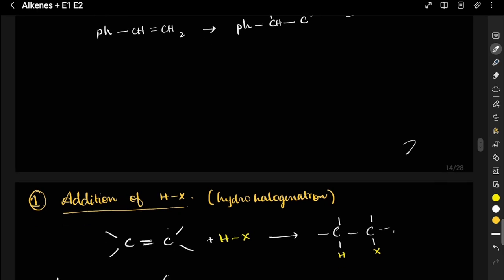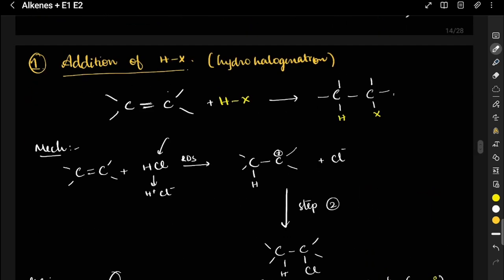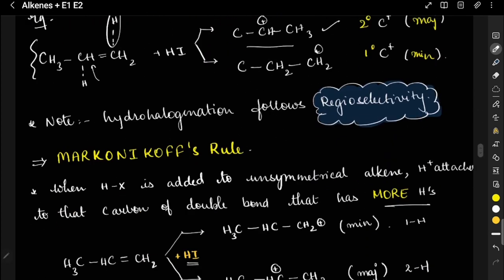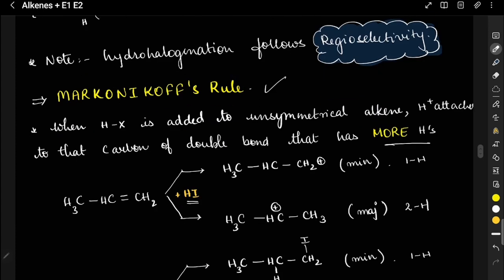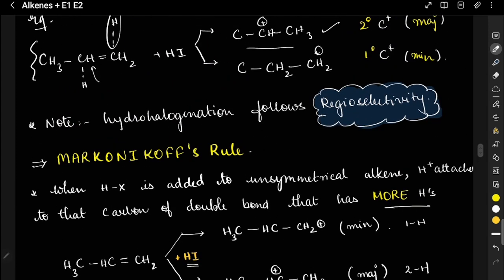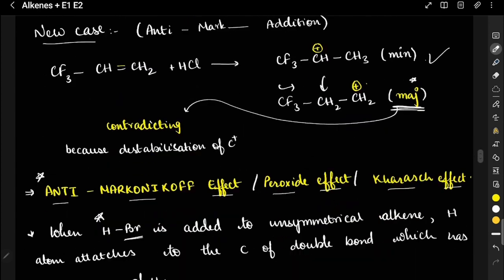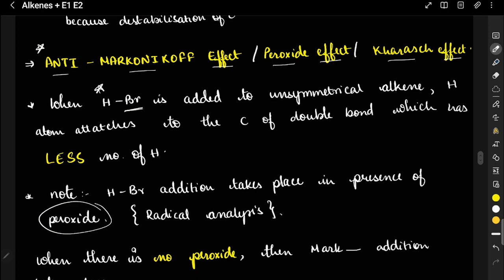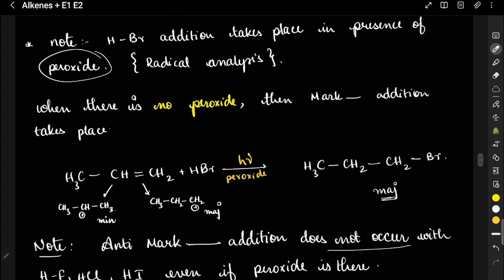The first one we discussed was the hydrohalogenation reaction. Hydrohalogenation is nothing but addition of HX. It follows two rules, the Markovnikov rule and the anti-Markovnikov rule. Markovnikov rule applies to an unsymmetrical alkene, where H plus adds where there is more number of hydrogens. Anti-Markovnikov rule applies only when HBr is acting in the presence of peroxide. It's called the peroxide effect or Kharasch effect. So in anti-Markovnikov addition, H plus attacks where there is less number of hydrogens.